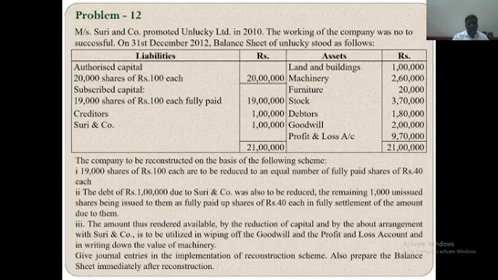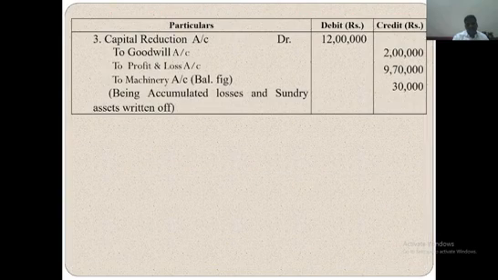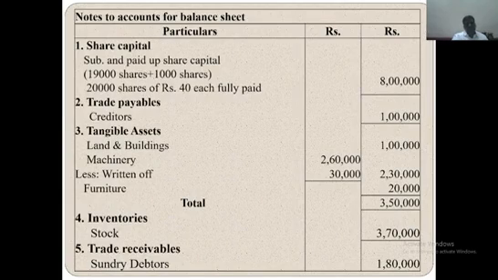Then again they mention, which one? Profit and loss account. So profit and loss account 9 lakhs 70,000. The remaining you have only 30,000. Such 30,000 you have to adjust to plant and machinery, plant and machinery being accumulated losses and sundry assets writing down in the books of balance sheet.